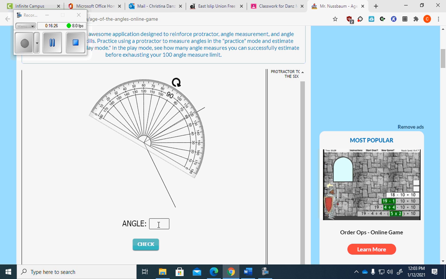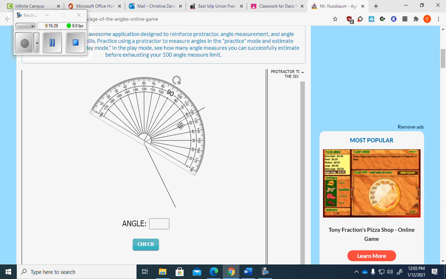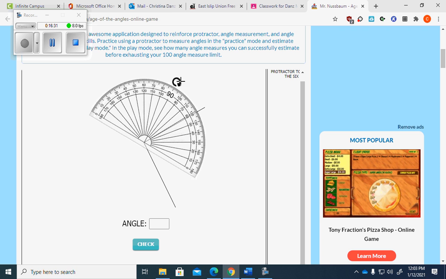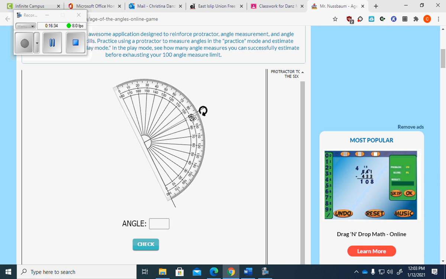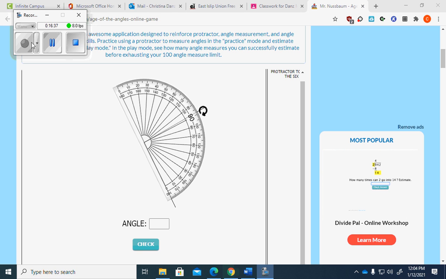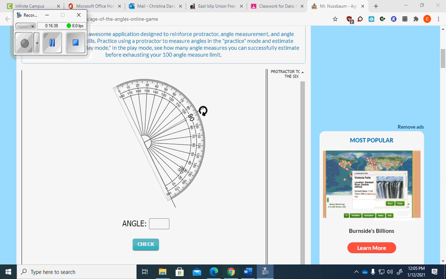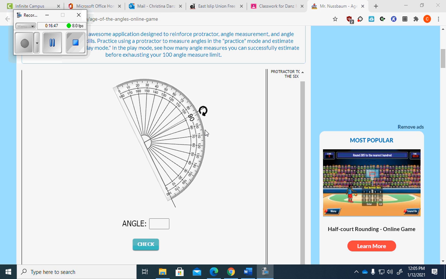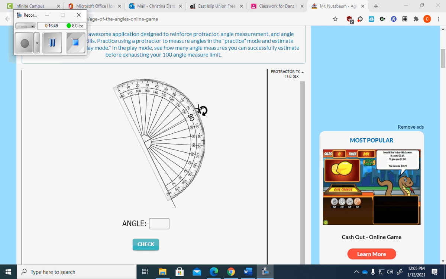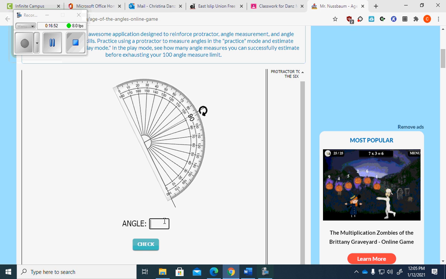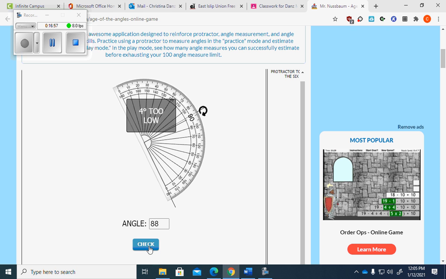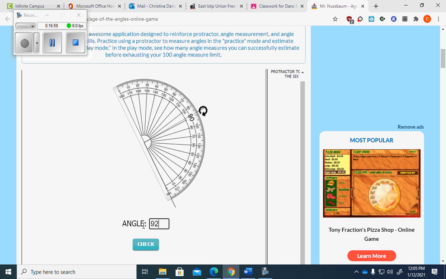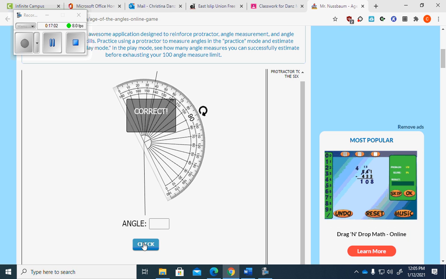I'm going to put like a wrong answer. Oh, I know what kind of wrong answer I'm going to put. So if I measure this, some people use the wrong number, so that's going to be like my wrong answer. The right answer should be 92. I'm going to put 88 and see what happens. See, it's too low. I'm 4 degrees off. So I'm going to put 92 and it says I'm correct.